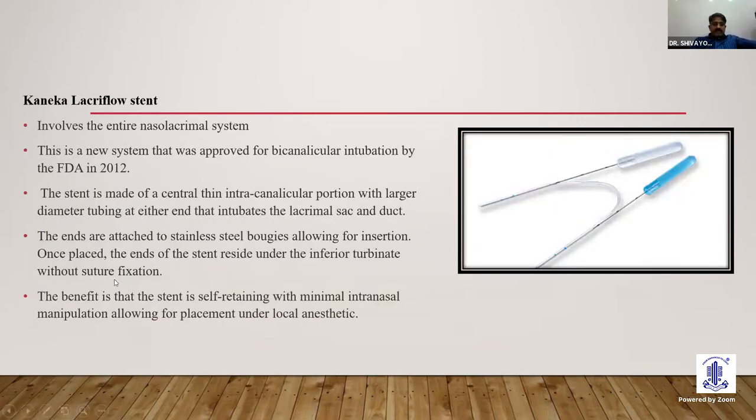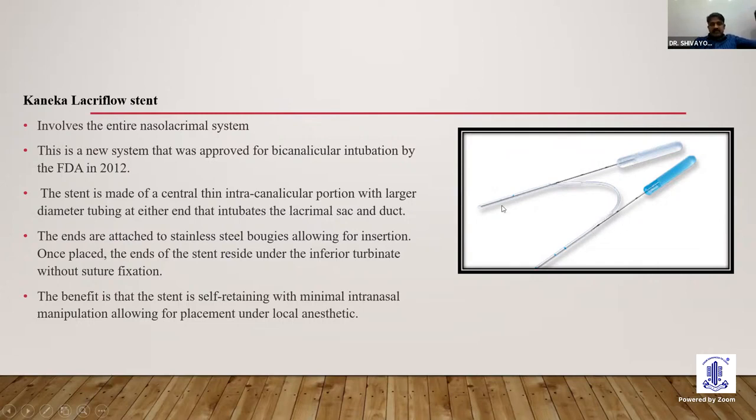This is a recent stent which the FDA approved in 2012. This is called the Kaneka Lacriflow stent. This stent is made up of a central thin intracanalicular portion, and it has a couple of wings here and here. You introduce this through the upper canalicular system, and once you are in the common canaliculus, towards the lacrimal sac area, you withdraw it, holding this tube. The same is repeated with the lower canalicular system.